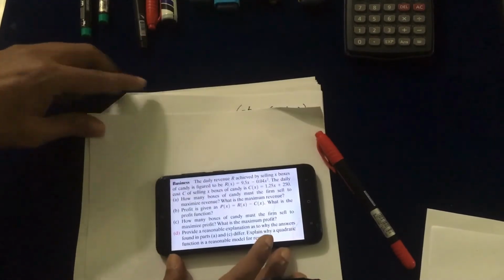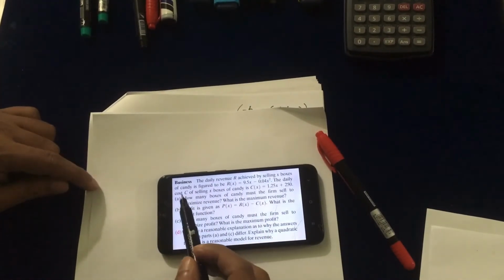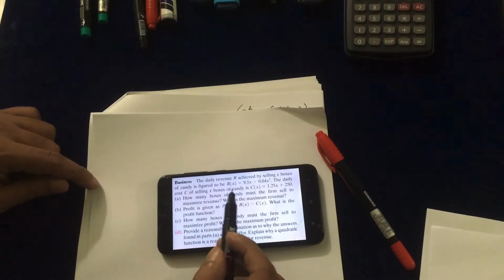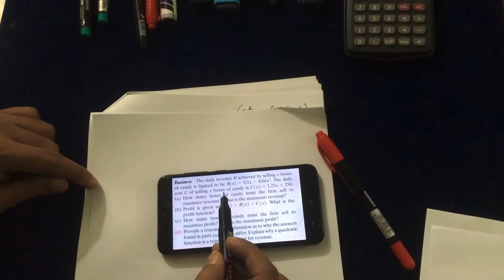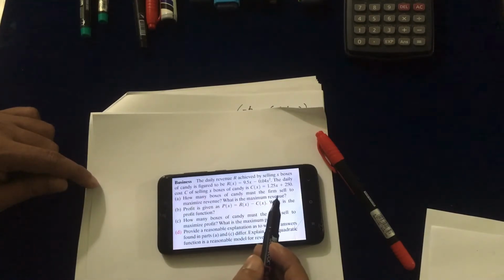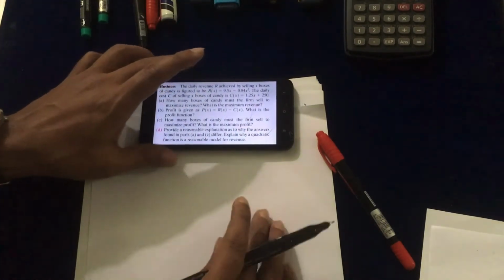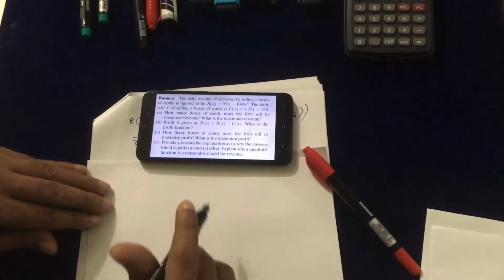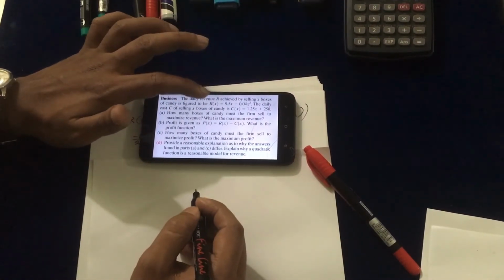Okay, so the question is that daily revenue achieved by selling x boxes of candy is given to be this. The daily cost C of selling x boxes of candy is this. How many boxes of candy must the firm sell to maximize the revenue? What is the maximum revenue? First question is, let me write it, break it down piece by piece. First of all, revenue function is given.